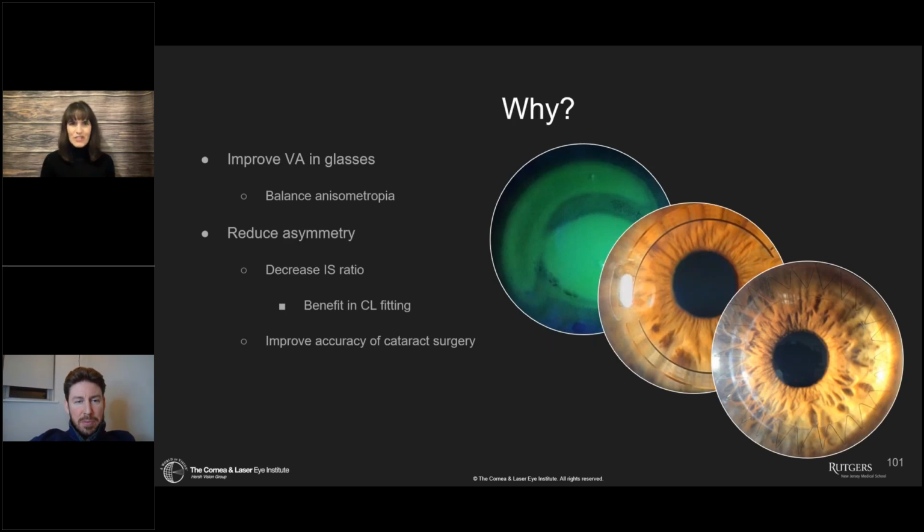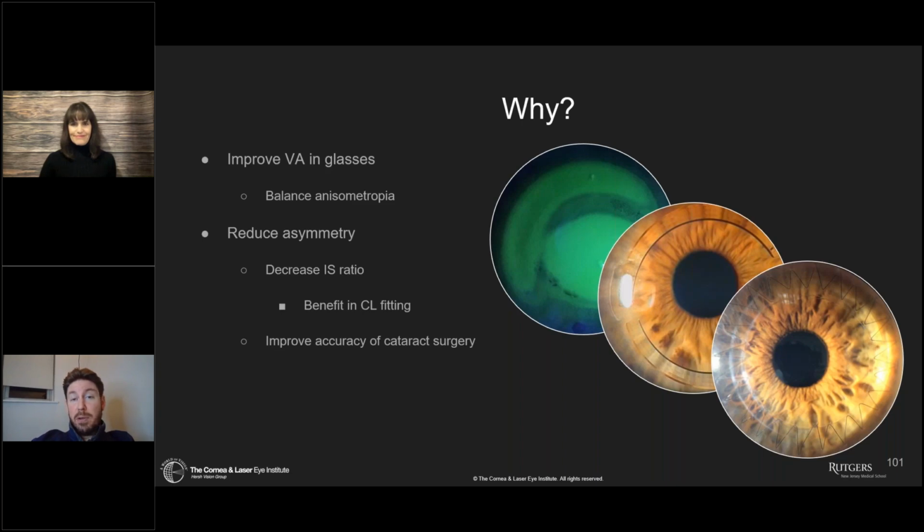Okay, moving on to improving topography. So why would we do topography altering procedures? Well, if we can get better optics out of the cornea by making it more symmetric, we can improve the visual acuity in glasses. One of the big ones is balancing anisometropia between the two eyes. The other thing we can do is benefit our contact lens fitting. I know that Intacs have a pretty bad rep on this because it was touted as being able to do that. But topography guided PRK and other procedures are definitely doing that.